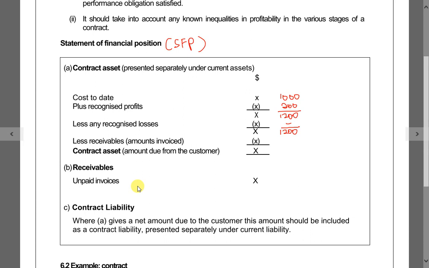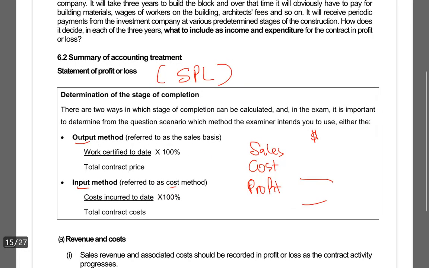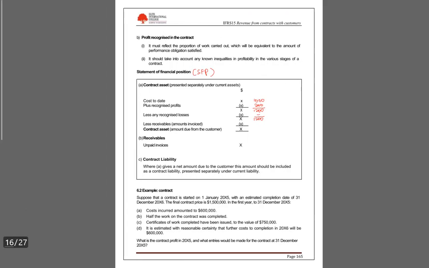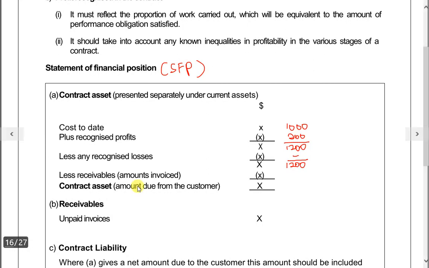So the total cost incurred, it can be a project of 3 years. If you are in the second year, it means we are talking about first year and second year, cumulative to date. SPL is always on a yearly basis, not cumulative, yearly basis. SFP is cumulative, meaning the total cost incurred to date, first year, second year. The total profit recognized to date, first year, second year. And then this is our total sales to be recognized, and then less receivable, meaning amount invoiced.